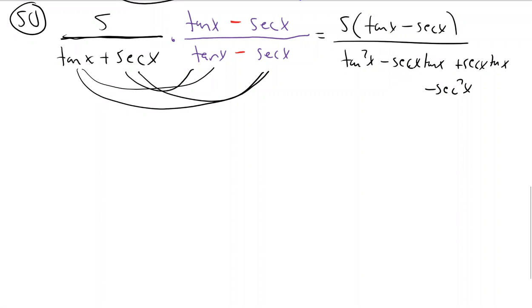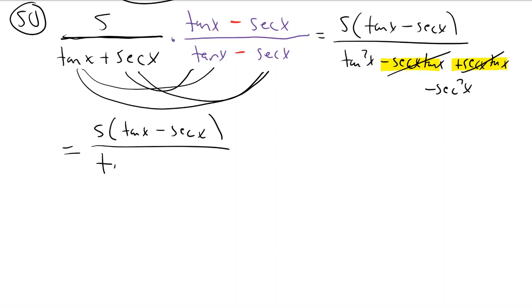If you multiply something by its conjugate, the outer and inner parts of FOIL will always be equal but opposite, and those always cancel out. So that's why we multiply by the conjugate and not just some other thing. Okay, so we get this. Down here we get that.